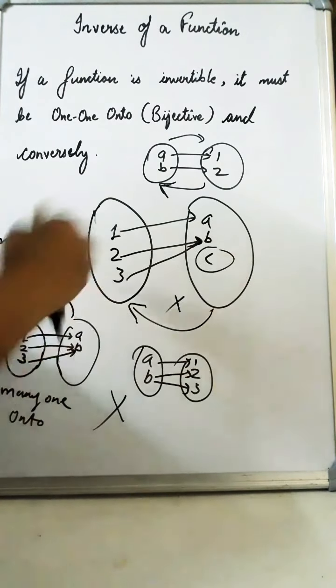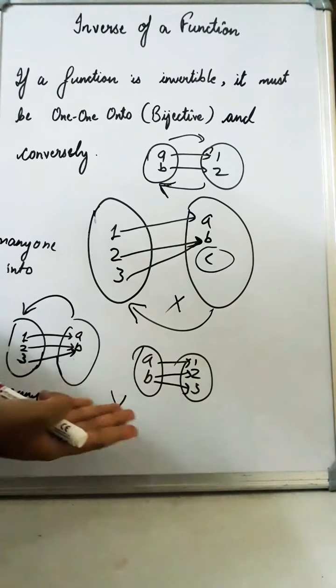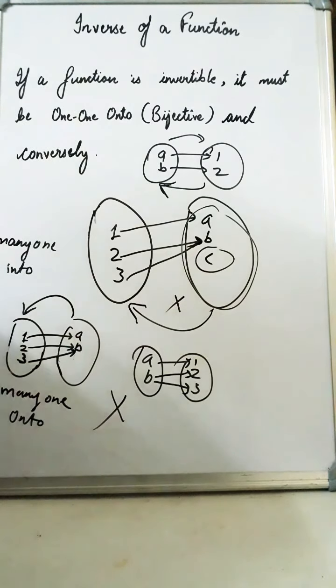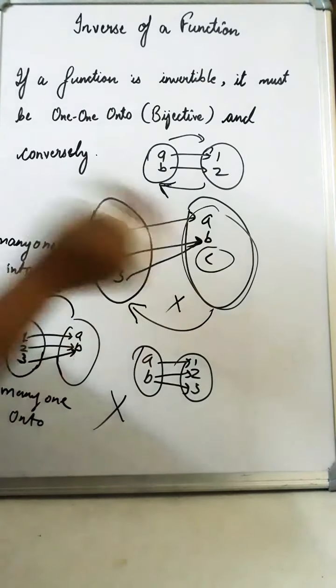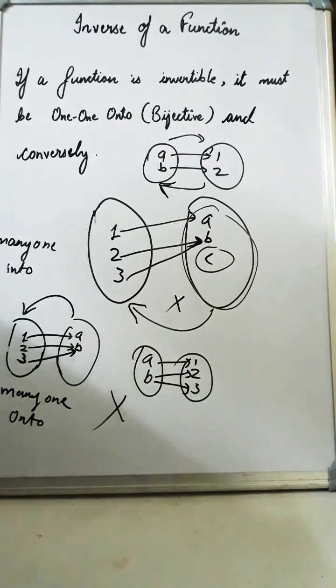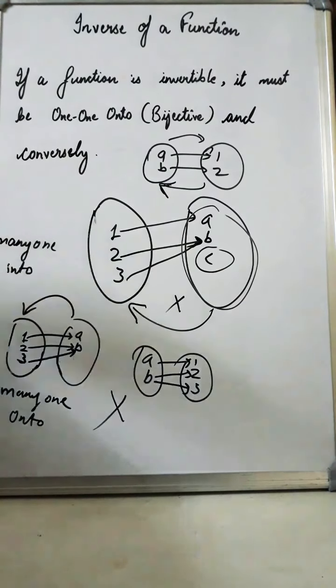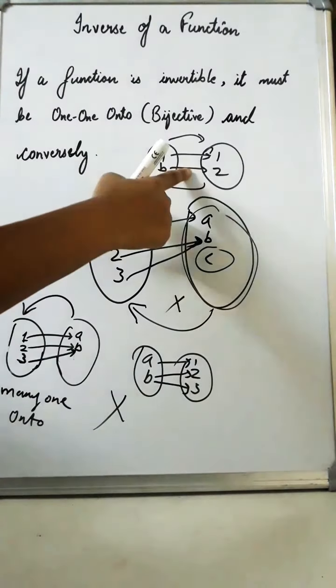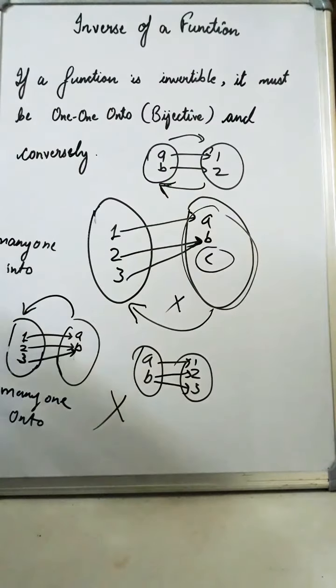Otherwise, if you inverse the function in this case or this case or any other case, first of all it will not even become a function. The inverse you will talk about later. Okay, so I hope you understand why this is true. A function is invertible only if it is 1-1 onto, and if a function is 1-1 onto, then it is invertible. If the function is 1-1 onto, you can easily inverse this function.